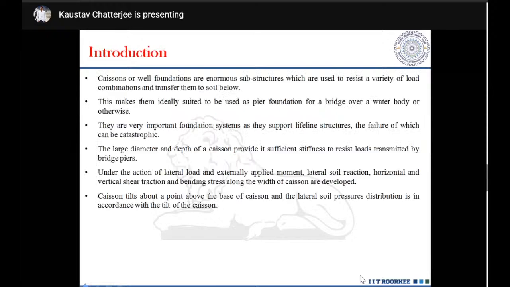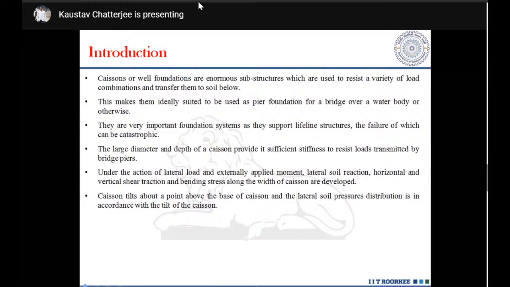Okay, now what are caisson foundations? Caissons or well foundations are usually enormous substructures that resist a variety of load combinations and transfer them into the soil below. So they are mostly suited to be used as a bridge pier foundation over a water body. They are very important foundation systems and they support the lifeline of structures.